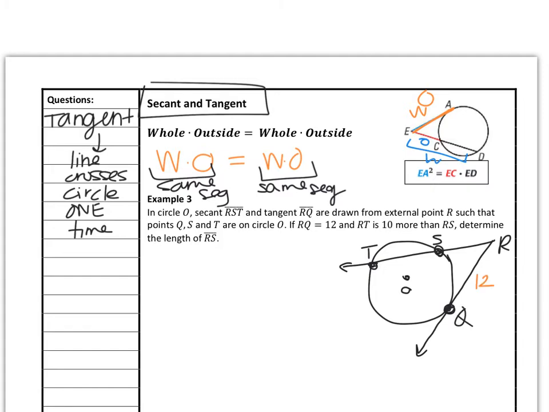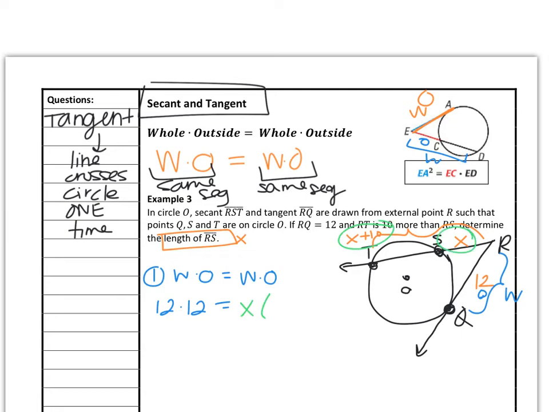RQ is 12. RT is 10 more than RS. So here's RT, here's RS. We know nothing about that, but this we can call X plus 10. And our goal is to find the length of RS, which is just X. All right, so we're going to first apply our formula, and that's going to be whole times outside equals whole times outside. So here's my whole, and there's also my outside for the tangent. Remember, tangents are special. 12 times 12 equals the whole times the outside. So X times X plus 10.